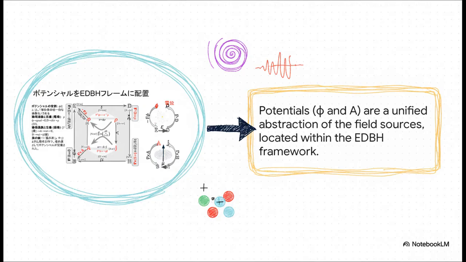Physicists, they're always looking for deeper, more unified concepts. And that's exactly where potentials come in. Think of them as the source code for the fields. The scalar potential and the vector potential are these mathematical ideas that provide a more fundamental origin point for both the electric and magnetic fields. And they live right here inside our EDBH framework, representing the unified source from which all the fields emerge.